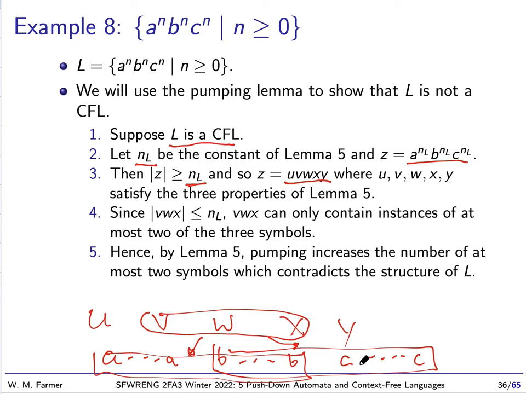So then, if it's contained in here, when we pump the string Z, that means we can increase A's and B's, but we won't be able to increase C's. And this is a contradiction to the structure of L, because if we can increase the number of A's and B's but not C's, we're producing a string that's not a member of this. So by the pumping lemma, we know that L cannot be context-free.